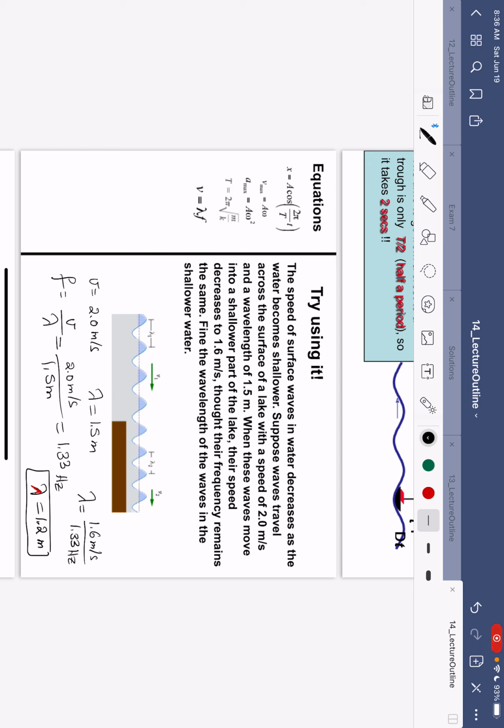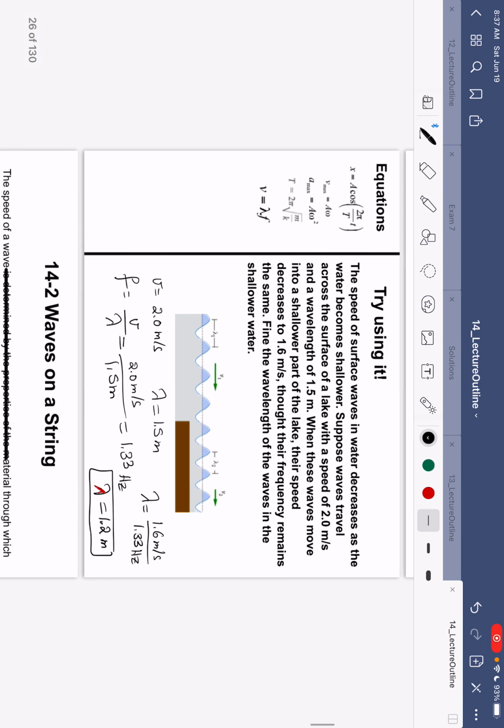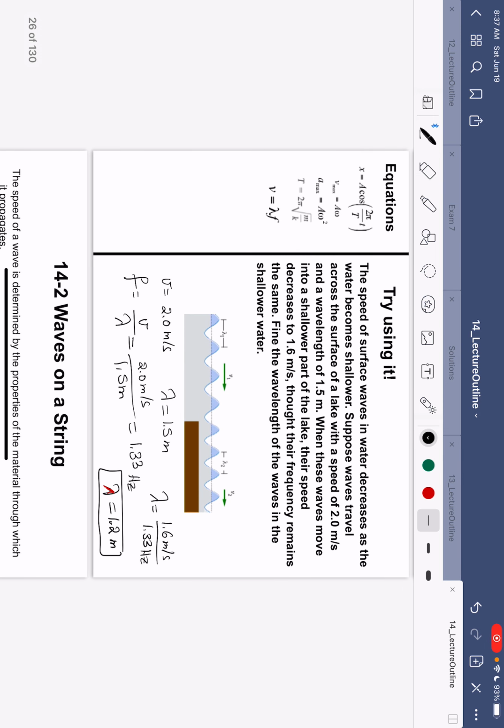Now, another example. The speed of surface waves in water decreases as the water becomes shallower. Suppose waves travel across the surface of a lake with a speed of 2 meters per second and a wavelength of 1.5 meters. This is the first part, which is considered not shallow. When these waves move into a shallower part of the lake, their speed decreases to 1.6 meters per second, though their frequency remains the same. Find the wavelength of the waves in the shallower part.